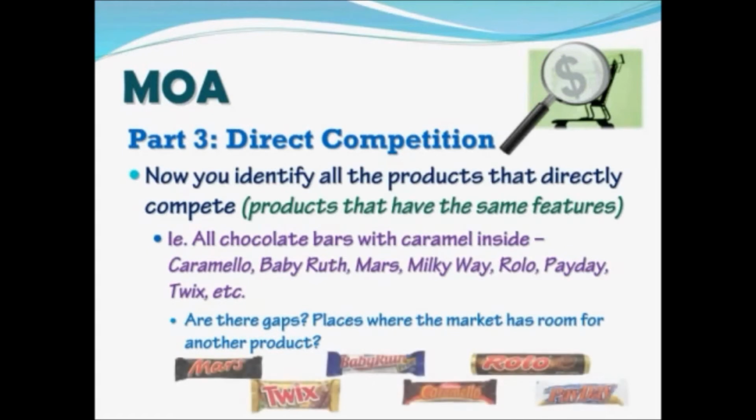And lastly, part 3 is really about breaking it down to very specific features. These are your direct competitors. In this step, you're going to identify all the products that directly compete. So these products have the same features. Again, if I'm going to create a chocolate bar that has caramel inside of it, I need to identify all those chocolate bars that have that very same feature.